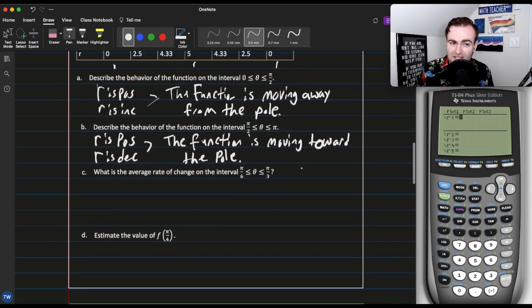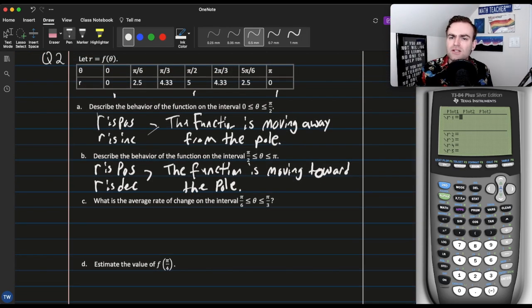Rate of change. Ooh, how do we do rate of change? Well, it's the difference in the output over the difference of the input, right? So same idea, except that r is your output. So for rate of change for polar functions, it's r2 minus r1 over theta 2 minus theta 1. Same kind of thing we've been doing, right?